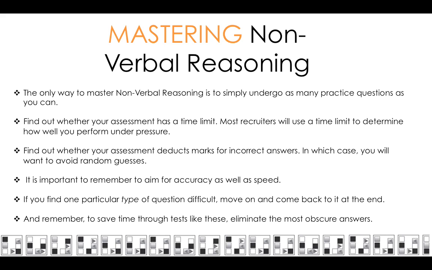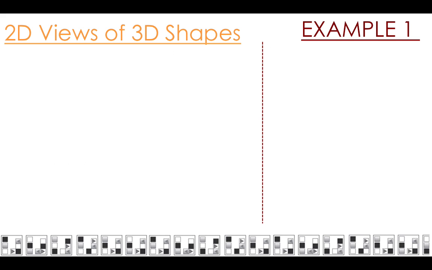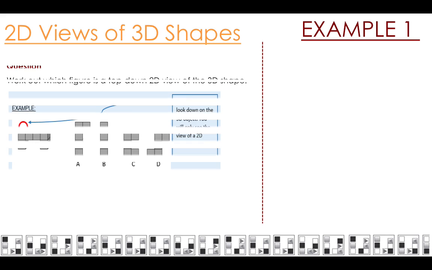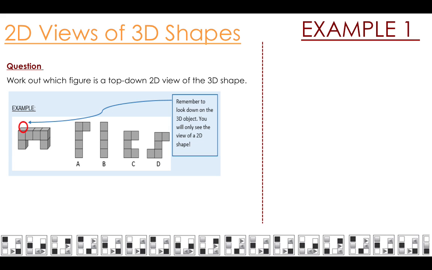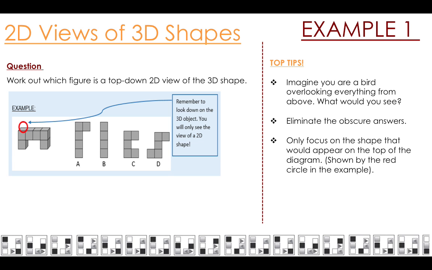So now that we have a general understanding of what non-verbal reasoning tests are and how you can improve your performance, let's move on to the first sample question. As you can see, this type of question refers to 2D views of 3D shapes. The question is asking you to work out which figure is a top-down 2D view of the 3D shape. Here we have the 3D shape and 4 answer choices to choose from. So imagine that you are a bird overlooking everything. What would you see if you were looking down on this shape?